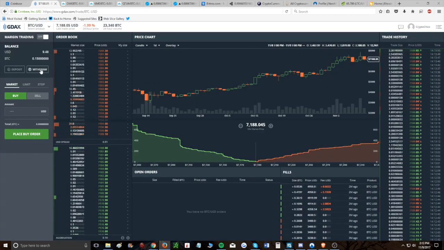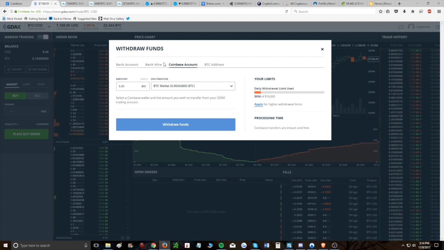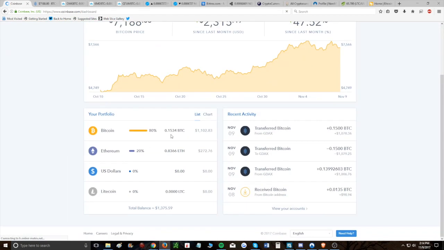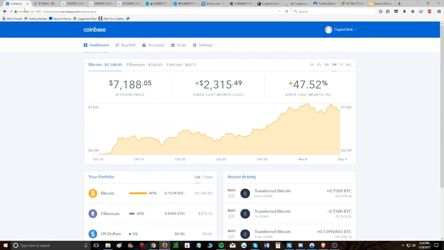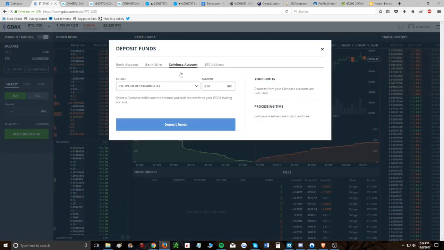Now, I just want to show how quick and simple it is to send and receive Bitcoin or USD to GDAX or Coinbase. I'm going to hit withdraw, hit Coinbase account. I want to type in 0.15. This is how much Bitcoin I'm going to send to my Coinbase account. Hit withdraw, and let's see if it's in there. Perfect. So the 0.15 went through. There's no fee. So I'm going to send it back to GDAX. Hit deposit. Hit Coinbase account. 0.15. Deposit funds.